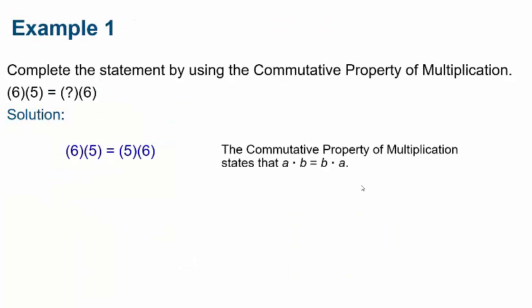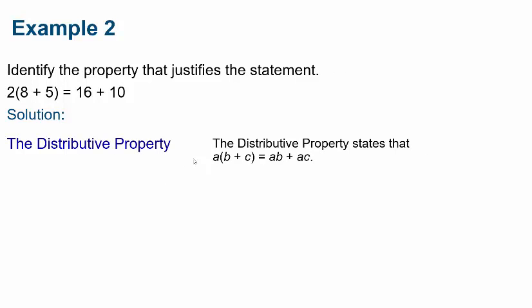All right, now let's just do a bunch of examples, okay? Let's complete the statement by using the commutative property of multiplication. 6 times 5 is equal to what times 6? Well, 6 times 5 is the same thing as 5 times 6. Same deal. All right, let's identify the property here that justifies the statement. 2 times the quantity 8 plus 5. Well, if you look over here, I'm saying it's 16 plus 10. Well, what I did was 2 times 8 to get me 16, 2 times 5 to get me 10. All I used here was the distributive property.